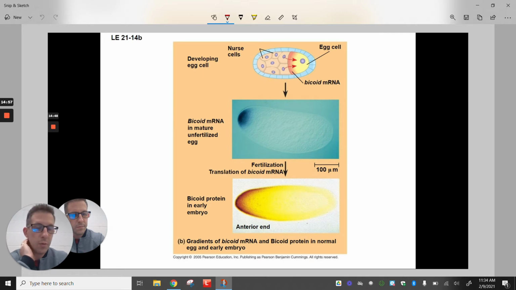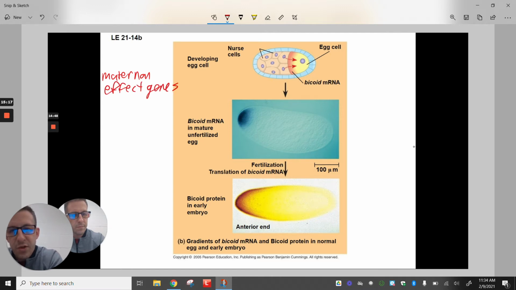Okay, so this diagram here illustrates what is happening with the expression of this all-important bicoid gene, as I mentioned before. Remember, I'm going to put the flow chart over here on this side. We've got things called maternal effect genes, and maternal effect genes are a larger group of genes that code for or are influential in establishing body axis.